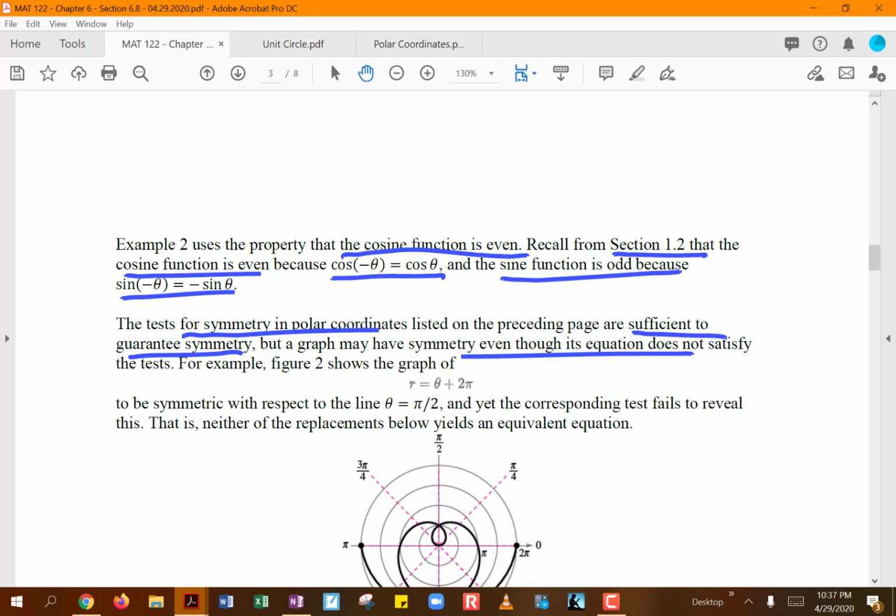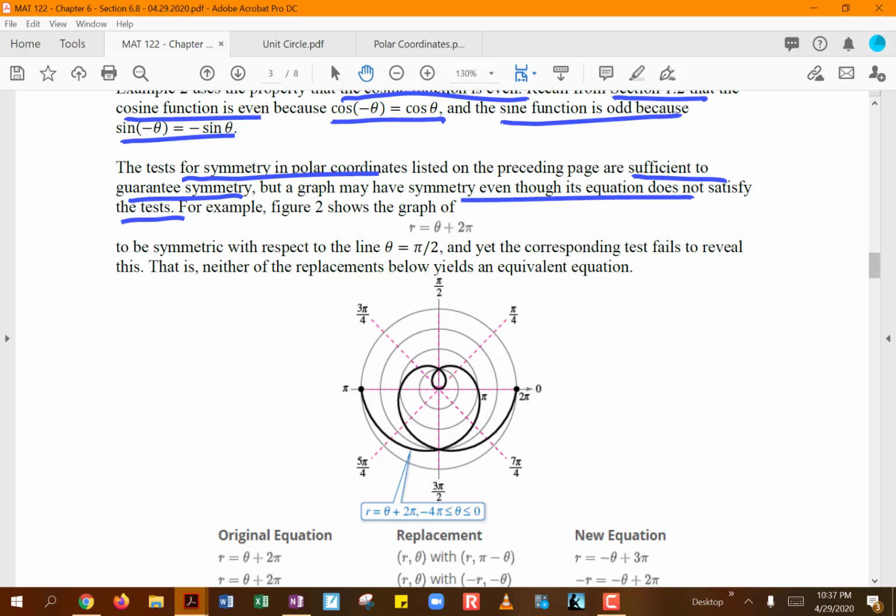Okay, so we're saying these tests that we just talked about are sufficient to guarantee symmetry, but a graph may have symmetry even though its equation does not satisfy the test. So this is an interesting thing over here, that you may still have symmetry in your graphs even though these tests tell you otherwise. So they are talking about this graph over here, which is r equals theta plus 2 pi, it's basically, you can see, has symmetry with respect to the line theta equals pi half. So if you were to fold it along this vertical line, the two halves would coincide.